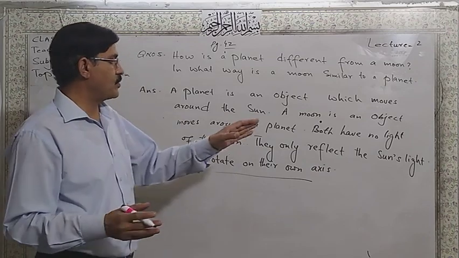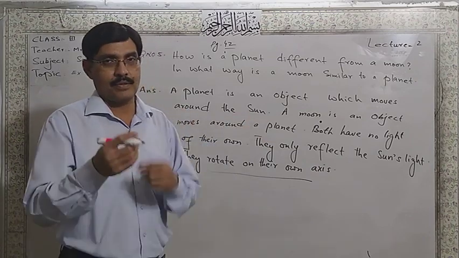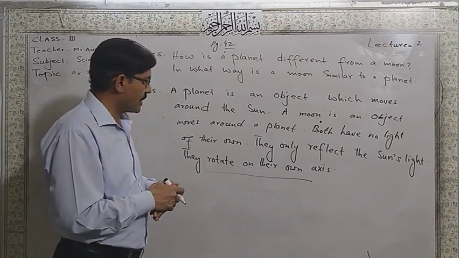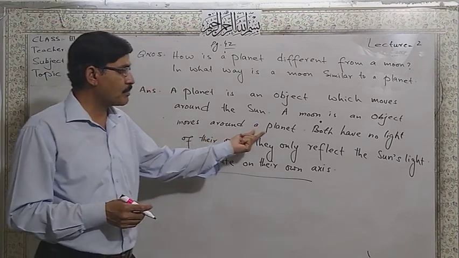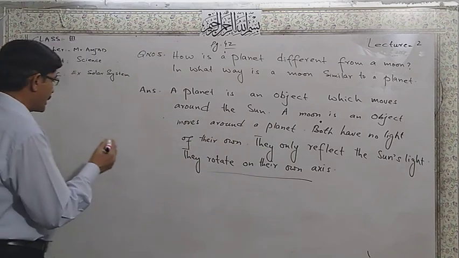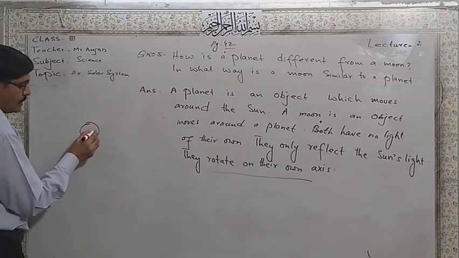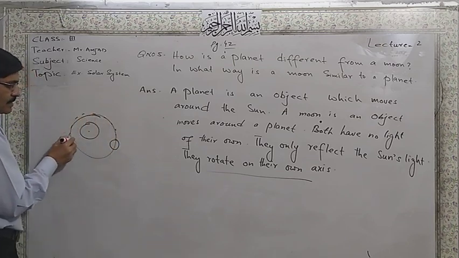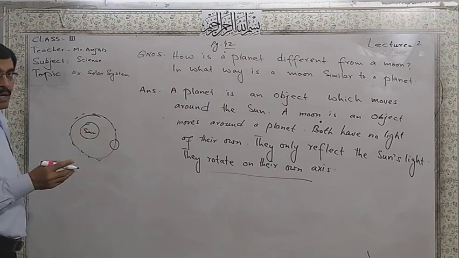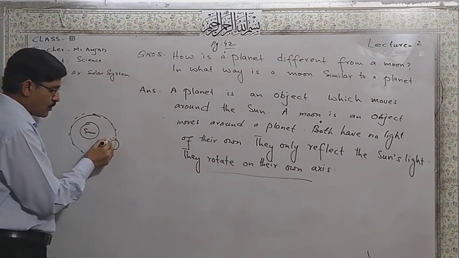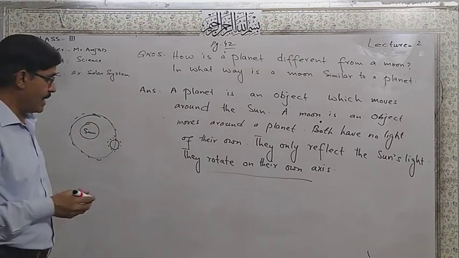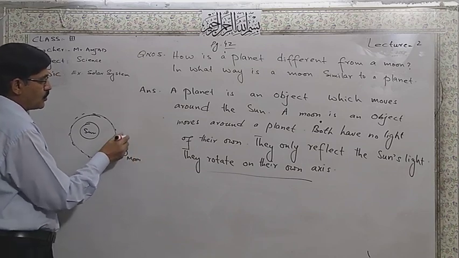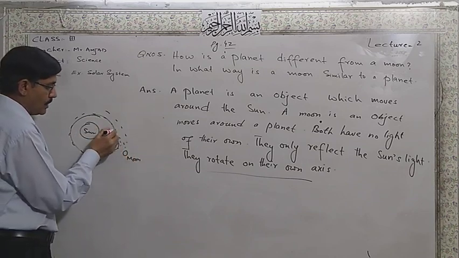A planet is an object which moves around the sun. Planets move on their orbits. Orbit being the path of the planet. A moon is an object which moves around a planet. Yesterday I asked you about this one. This is the sun and this is the orbit. Here is a planet that moves around the sun, and it also moves around its own axis. And if we have got the moon here, it does not move around the sun, it just moves around the planet.